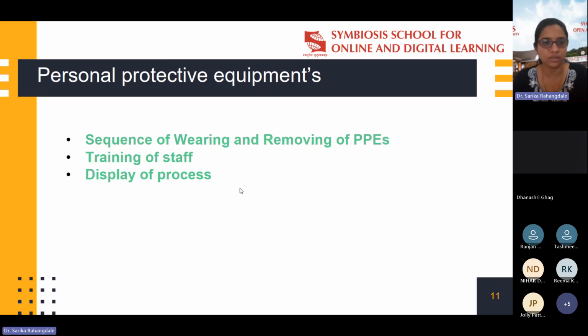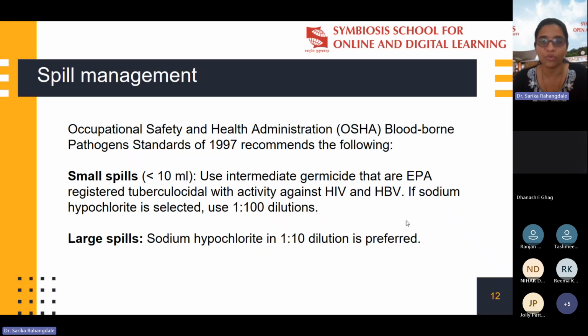So next is spill management. Why is spill management important? And what kind of spill is considered a small spill or a large spill? Are there any guidelines given in your particular hospital or not? So you have to look for it.